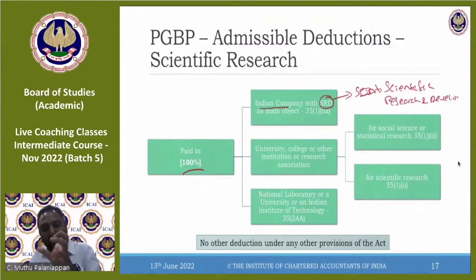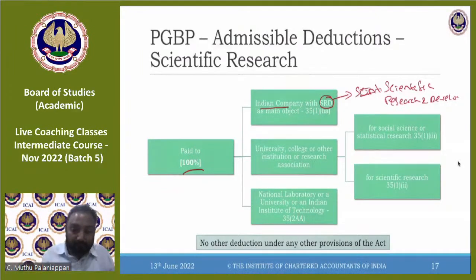So this company, if its main object itself is scientific research and development, then for that company, whatever is being contributed toward this scientific research and development is actually eligible as a deduction.